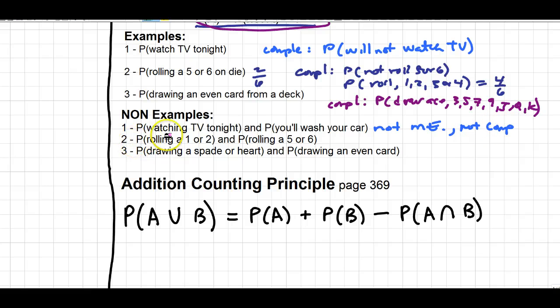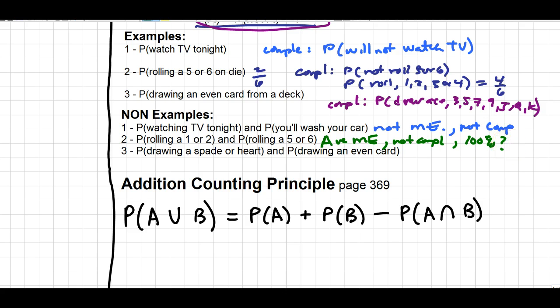Second example, probability that you'll roll a 1 or a 2 and the probability that you'll roll a 5 or a 6. Now these are mutually exclusive. These two events will not overlap. However, the probabilities will not add up to 100%. There's still another event here that we're missing. Rolling a 1 or a 2, rolling a 5 or a 6, there's still two more possibilities, two more outcomes that we're not talking about here. So even though they are mutually exclusive, they're not complementary because they don't add up to 100%.